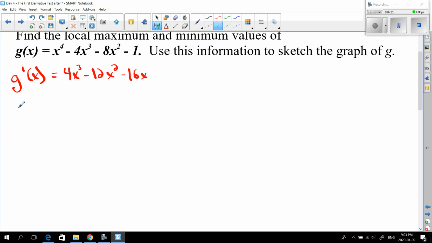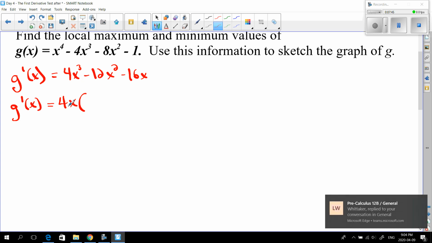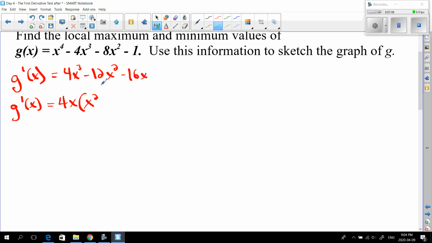From here, I am going to factor the first derivative. All right, 4x cubed minus 12x squared minus 16x. Well, I can take out a common factor of 4x. When I say take out a common factor of 4x, I'm going to divide all three of these terms by 4x. So I open my bracket. 4x cubed divided by 4x gives me x squared. Negative 12x squared divided by 4x gives me negative 3x. And finally, negative 16x divided by 4x gives me a negative 4.